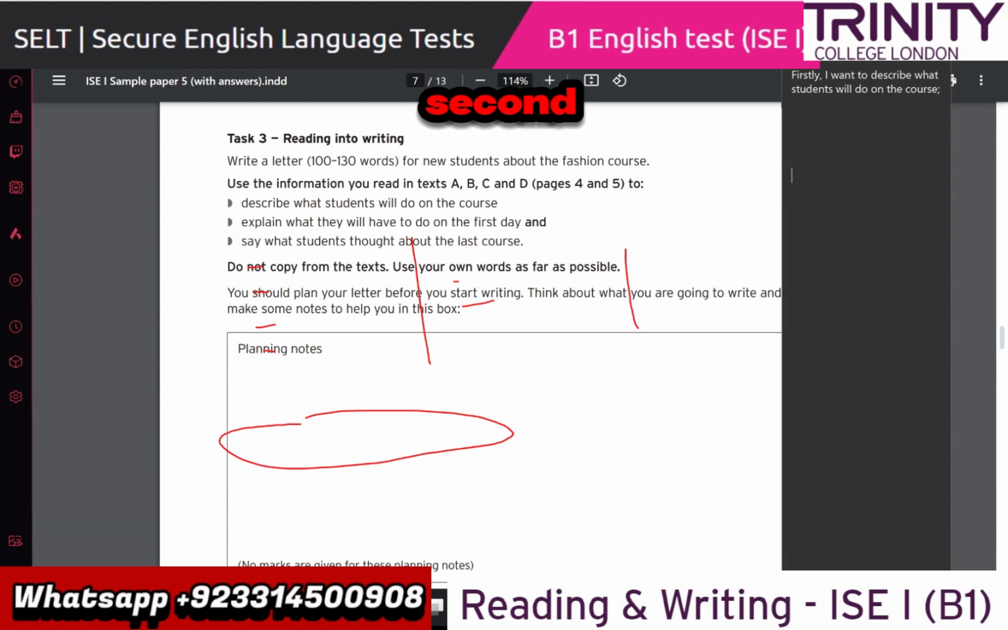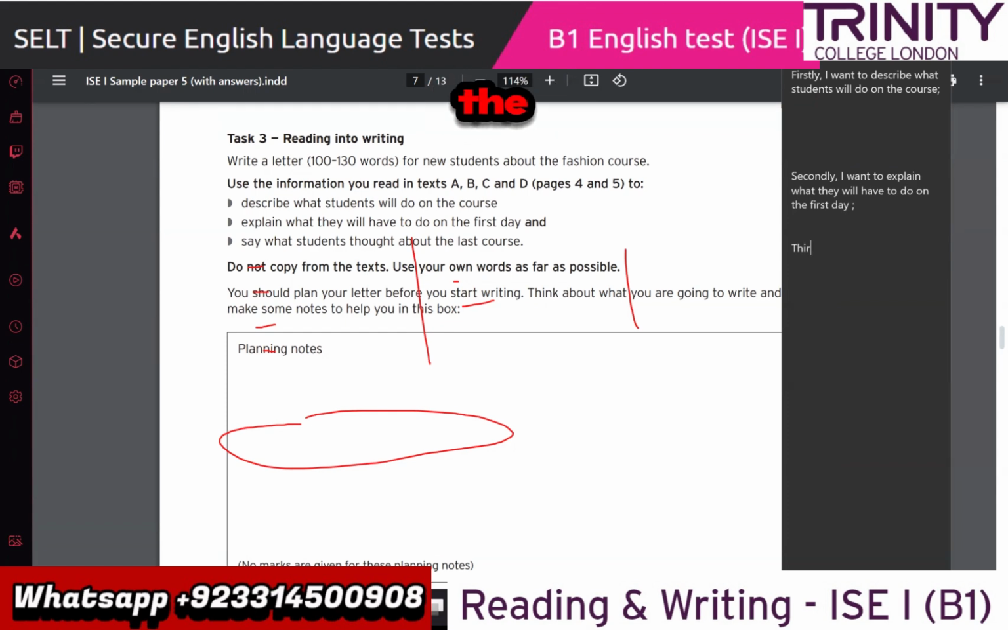How will we start the second paragraph? Can anyone tell me? Secondly, I want to explain what they will have to do on the first day. Okay. Then say what students thought about. And lastly, or finally, or thirdly, it's your choice what word do you want to choose.